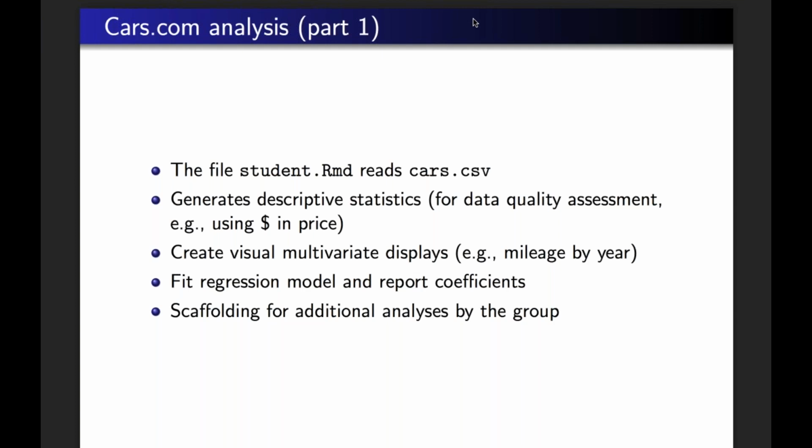error message. It'll go ahead and create visual multivariate displays, so some scatter plots, possibly stratified by year, of mileage by price. And then it'll also go ahead and fit a very simple regression model and report the coefficients from that model. And this really provides scaffolding for the additional analyses I want them to do.